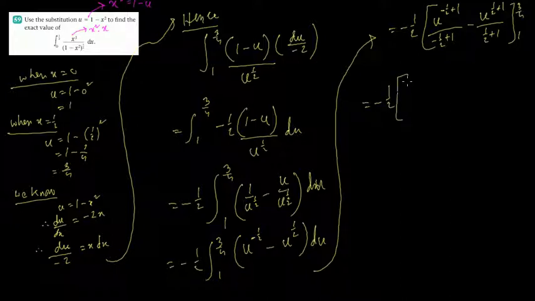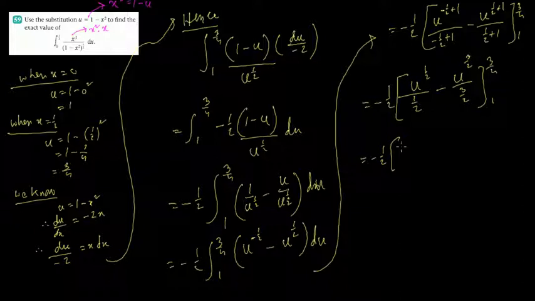So minus half, this would be u to the power minus half plus 1, which is half, divided by half, minus u to the power 3 by 2 divided by 3 by 2, limit is 1 to 3 by 4. Then minus half, 1 divided by half is 2, so this is 2 u to the power half, minus, divided by 3 by 2 is 2 by 3 u to the power 3 by 2. This would be 1 to 3 by 4. So now this would be minus half.